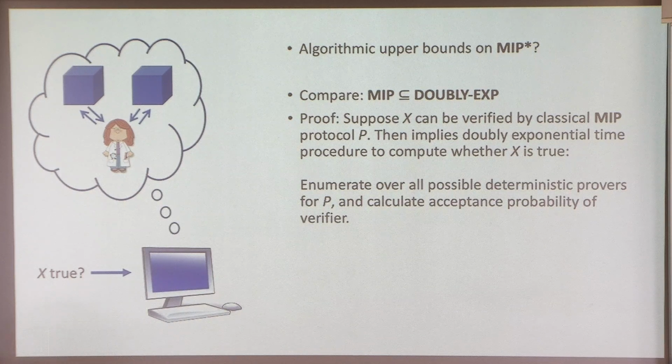There's only that many provers. In fact, even singly exponential. What's that? Singly exponential with non-determinism. Right. Yeah, so that would be a tighter upper bound, yeah.